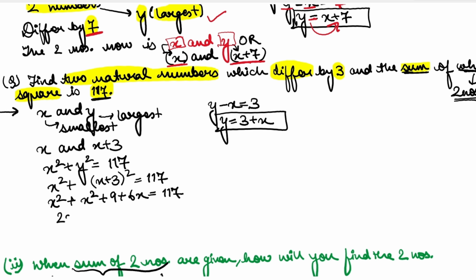Fine. So we get it as 2x square plus 6x plus 9 minus 117 becomes equal to 0. So we get it as 2x square plus 6x, okay, and then you get it as 108 is equal to 0.